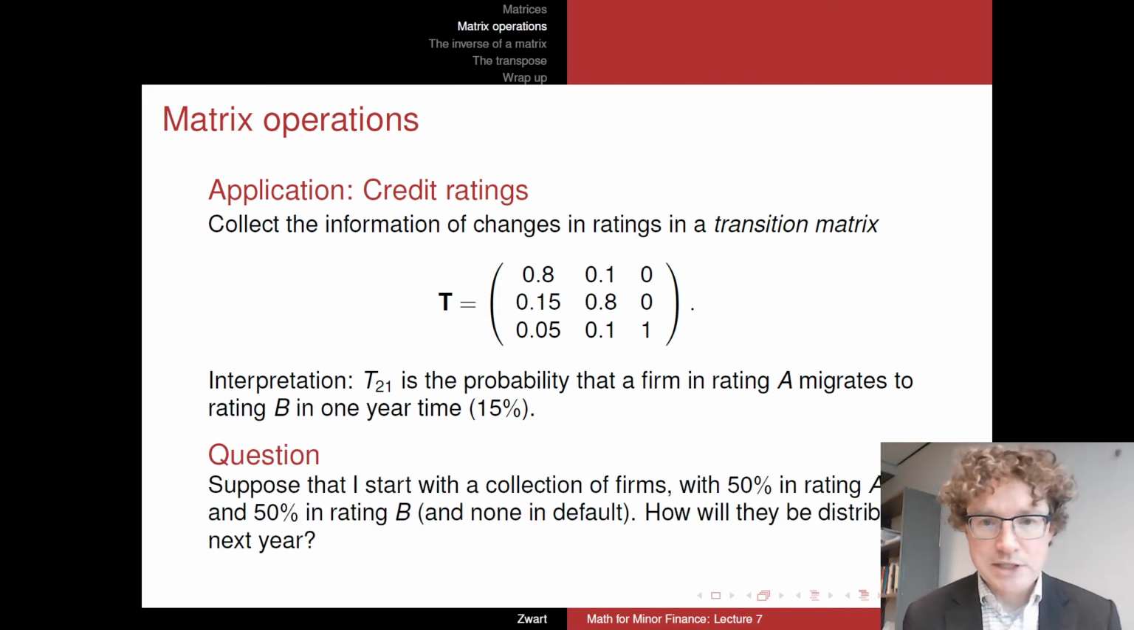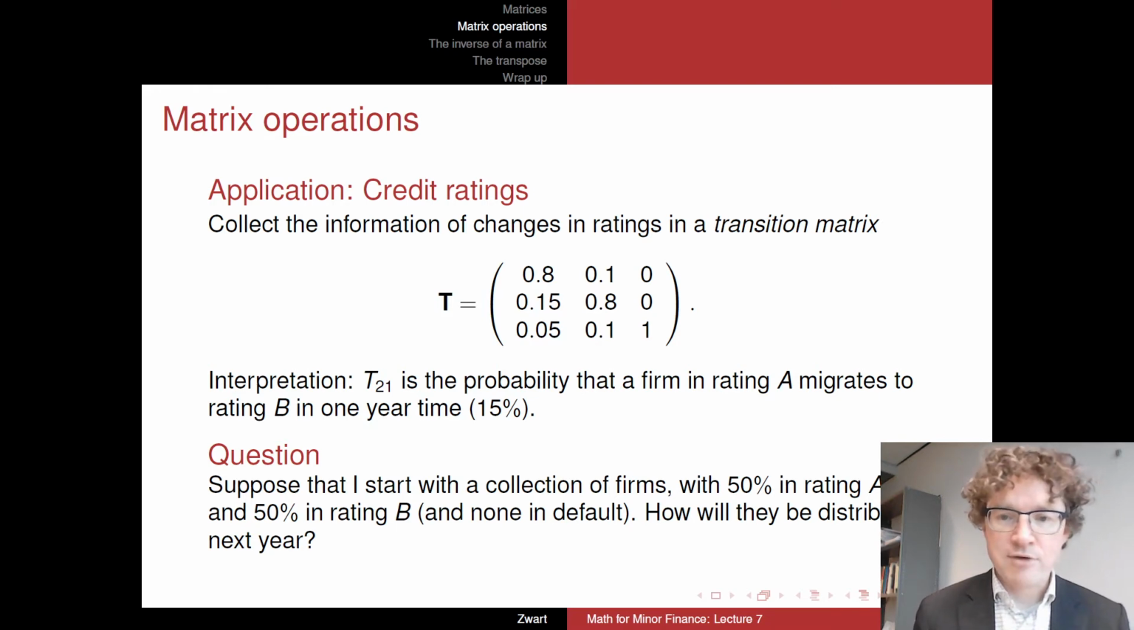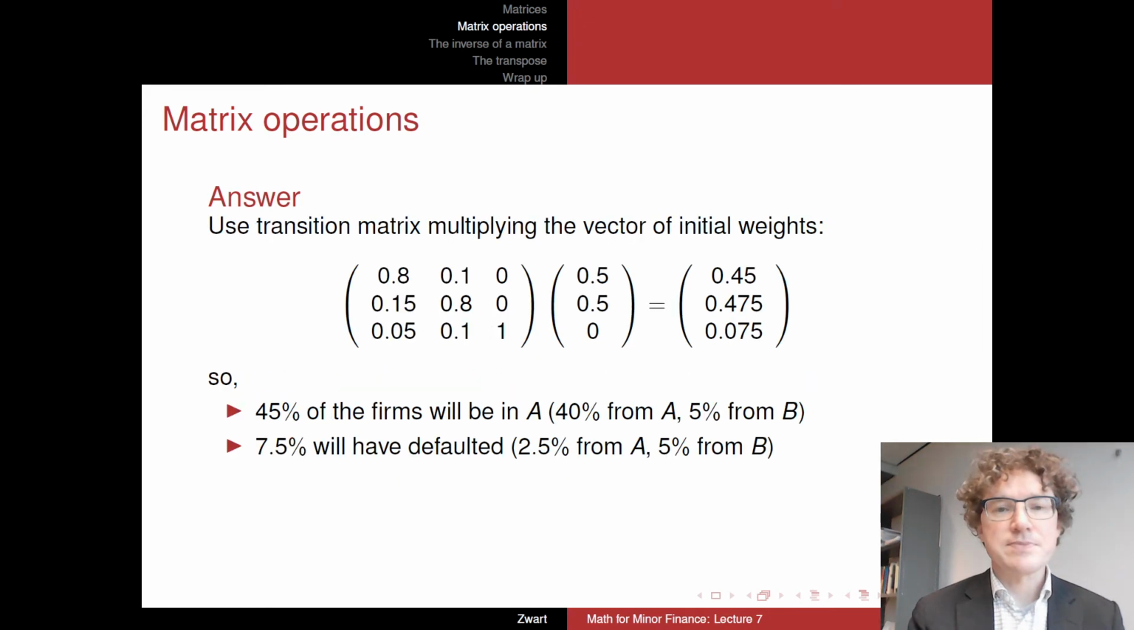So let's ask a question. Suppose that I start with a collection of firms, and half of those firms start out with an initial rating of A, so the highest rating, and half of those firms start out with rating B, and of course, by assumption, none are yet in default. And then the question that might be interesting is how would this collection of firms be distributed across these rating classes next year? And of course, we will have to use these transition probabilities that are written in these matrices. So let's have a look at how we might be able to write this.